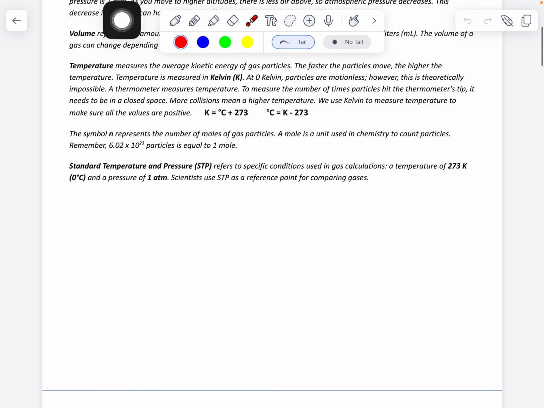Temperature. Temperature measures average kinetic energy of gas particles, just like what we had talked about in our last unit. The faster the particles move, the higher the temperature. Temperature is measured in Kelvin, which we abbreviate with K. At 0 Kelvin, particles are completely motionless. However, this is theoretically impossible. A thermometer measures temperature. To measure the number of times particles hit the thermometer's tip, it needs to be in a closed space. More collisions means a higher temperature. We use Kelvin to measure temperature to make sure all the values are positive.